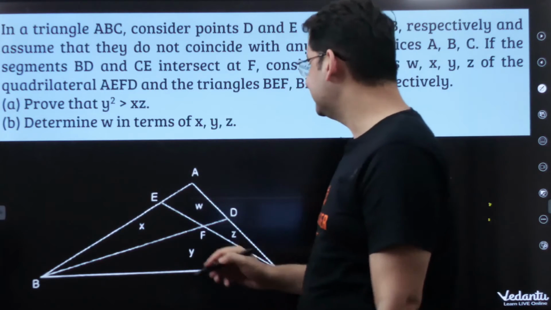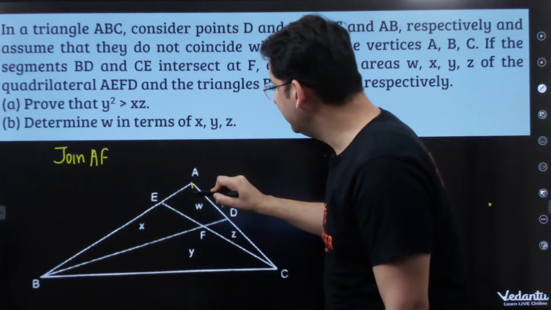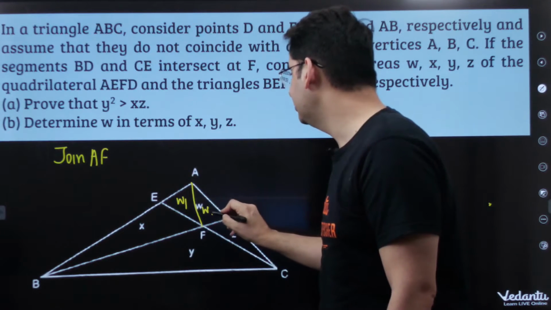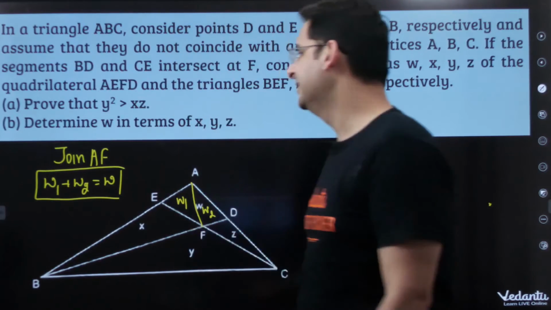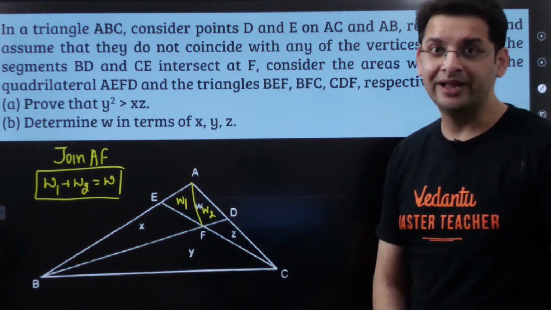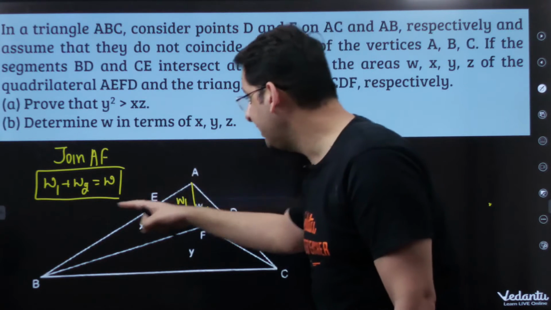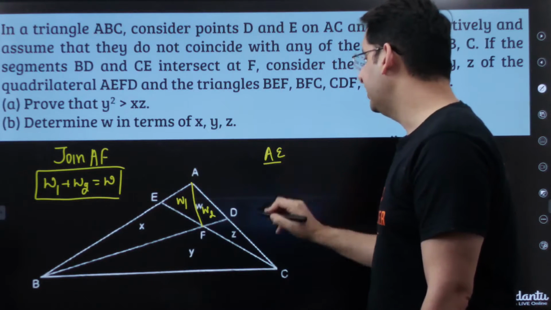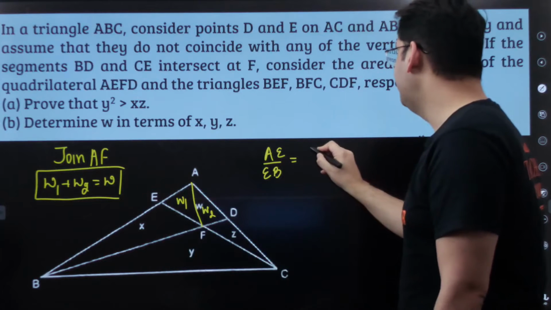So what we do is, the first thing is join AF. If you join AF, this quadrilateral has been converted into two triangles. Let's say this triangle area is W1 and this is W2, and clearly W1 plus W2 is equal to W. And we need to first prove that Y square is greater than XZ and also find W in terms of X, Y and Z. Now see guys, if we talk about these two triangles AEF and BEF, can I say AE upon EB is equal to W1 upon X.